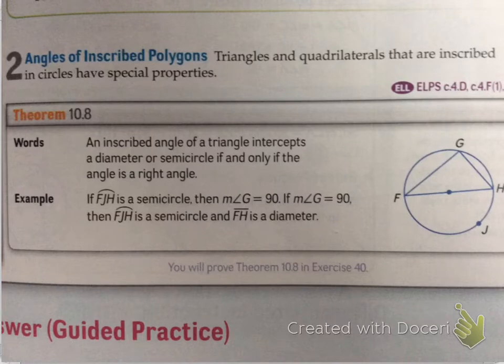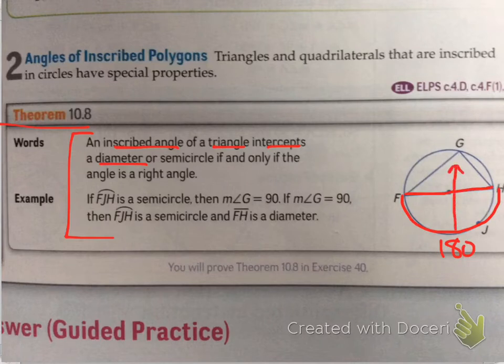Alright, now let's look at Theorem 10.8. An inscribed angle of a triangle intercepts the diameter of a semicircle if and only if the angle is a right angle. Oh, this is important. Notice that if the inscribed angle of a triangle intercepts a diameter, then it's a right angle. Notice how they're saying that because FJH, or this right here, is going to be 180 degrees, and this goes through that diameter, then G is 90 degrees.